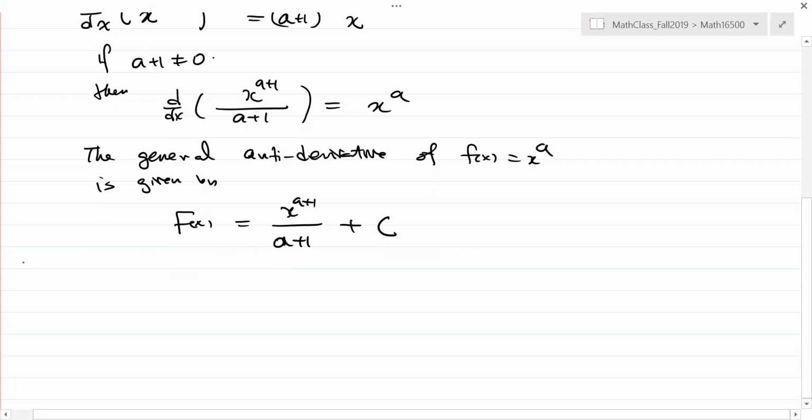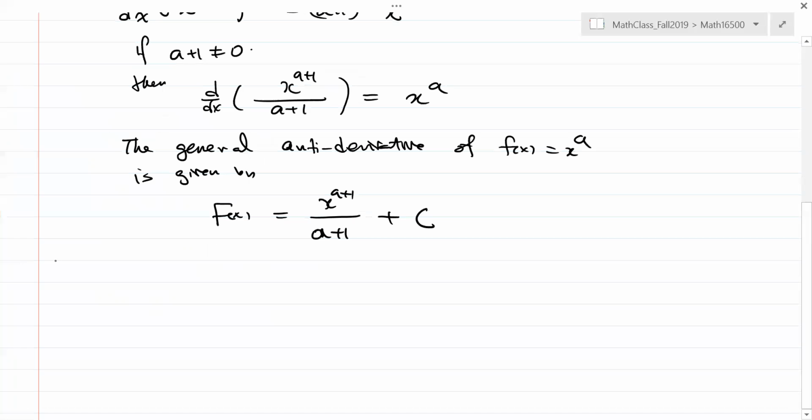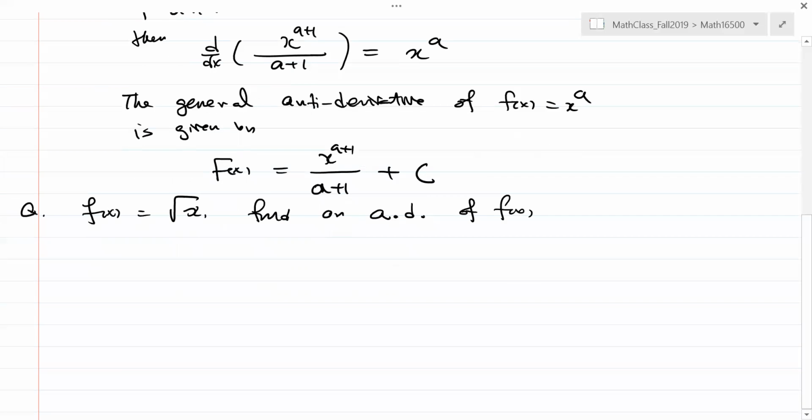So this is a very useful formula. For example, if f of x is the square root of x, find an antiderivative of the function. I'm going to simplify this, just do it directly, okay? Otherwise, that's too much work. So find the antiderivative of the function.